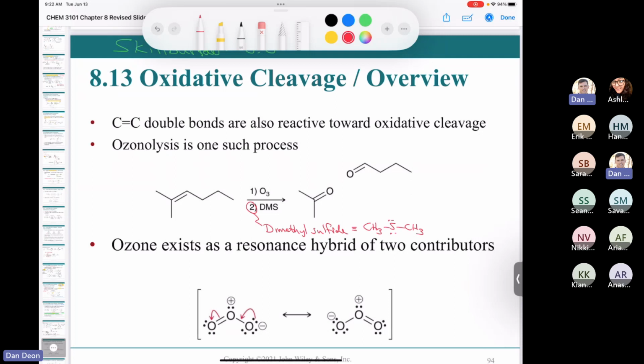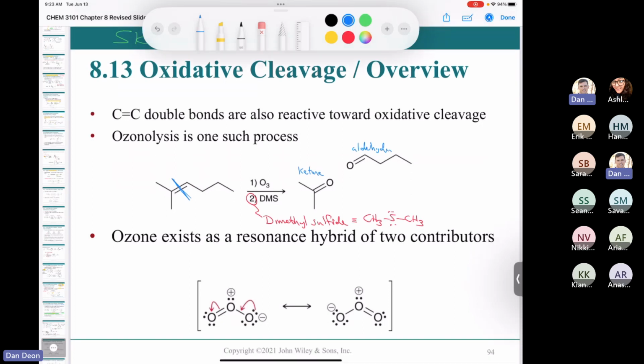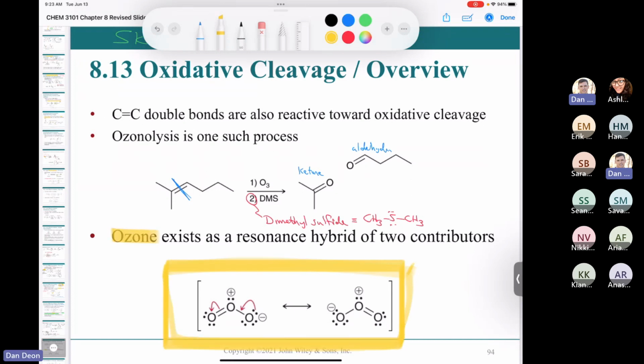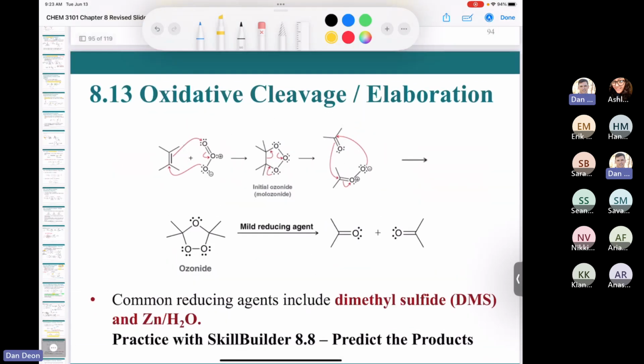But anyhow, what happens is you take your carbon-carbon double bond and you break it like this, and you put an oxygen on each end. So in this case, you end up with a ketone and an aldehyde. If it's a tetrasubstituted alkene, then you get two ketones. But I don't ask the mechanism of this. You should know the Lewis structure of ozone just because you would have covered it in General Chemistry 1, but I will not ask you this mechanism.